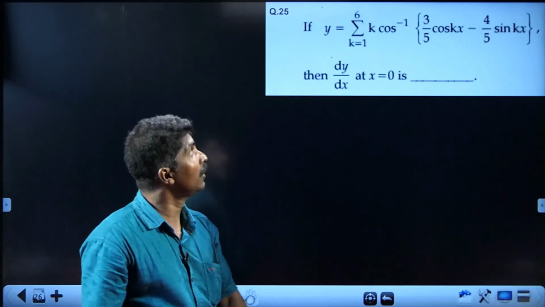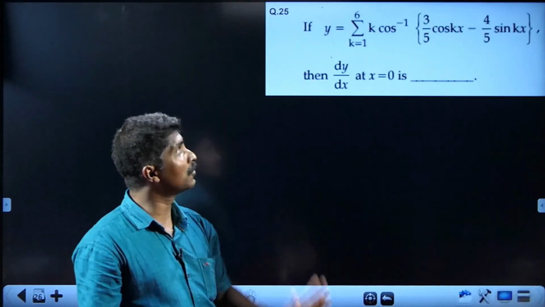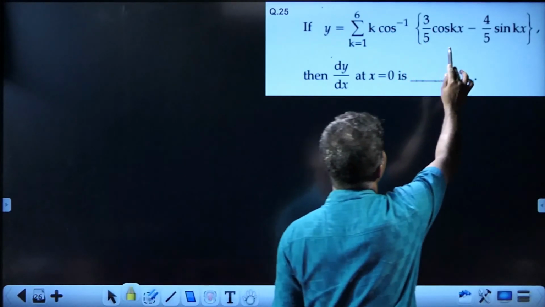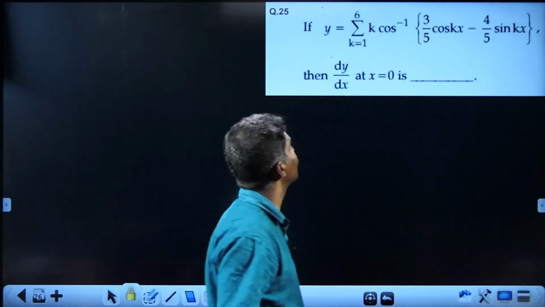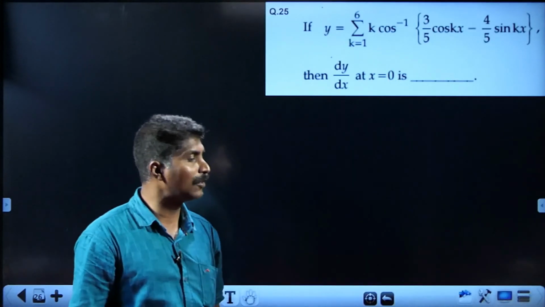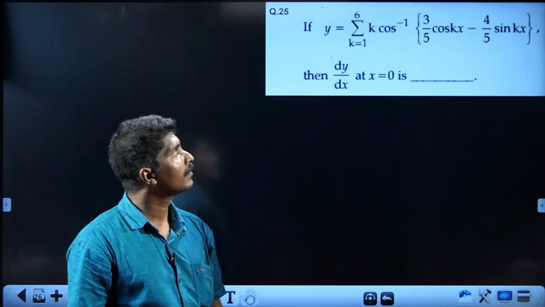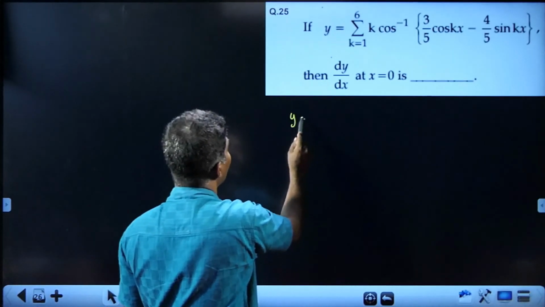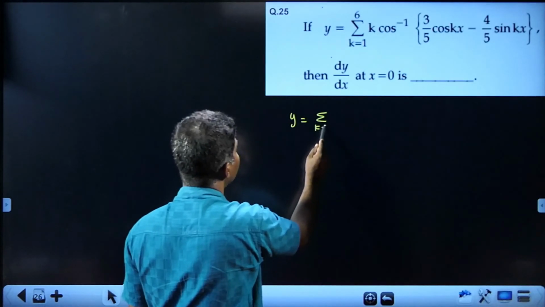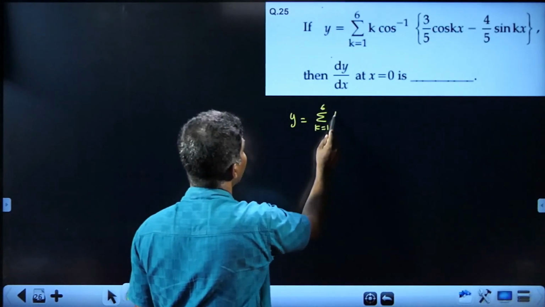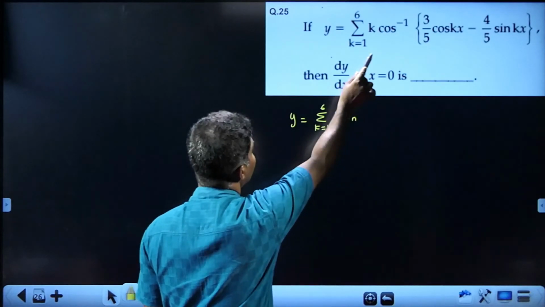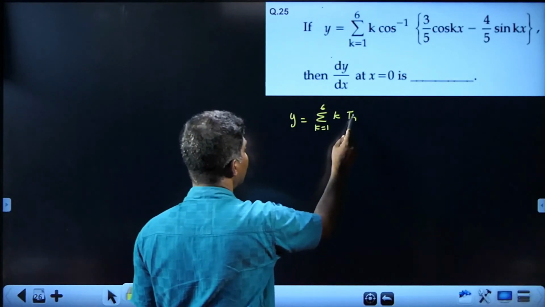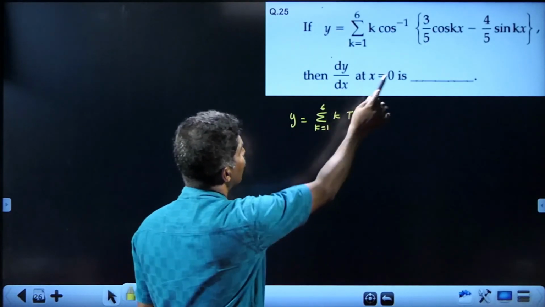Now come to the last question, question number 25. Y is equal to sigma k equal to 1 to 6, k into cos inverse of 3 by 5 cos kx minus 4 by 5 sin kx, then dy by dx at x equal to 0 is. Okay. So, suppose that the term is Tk.